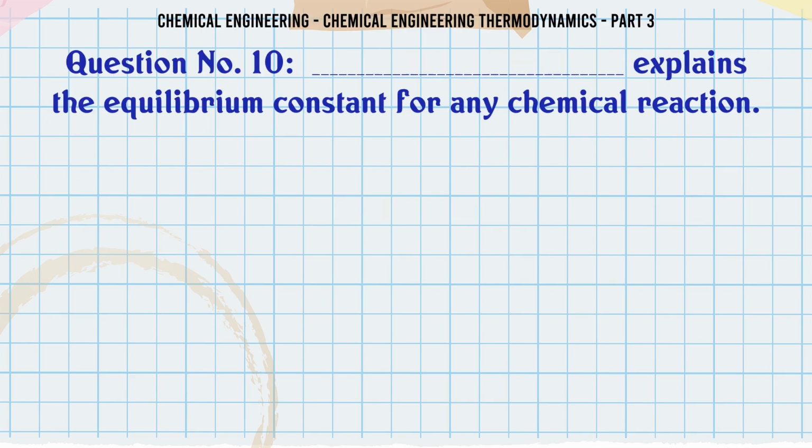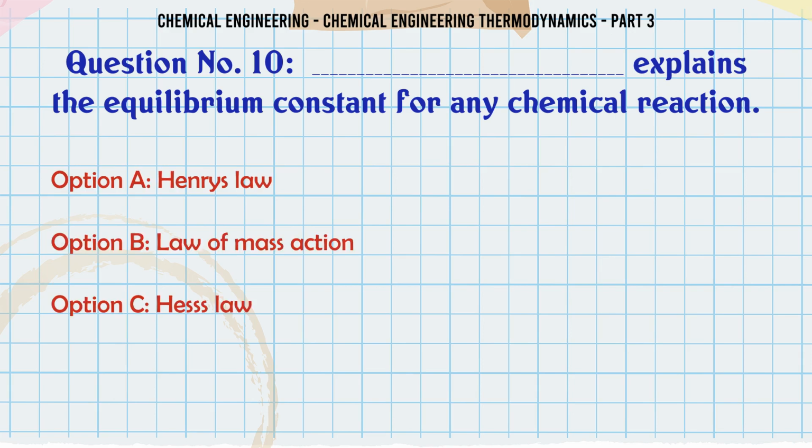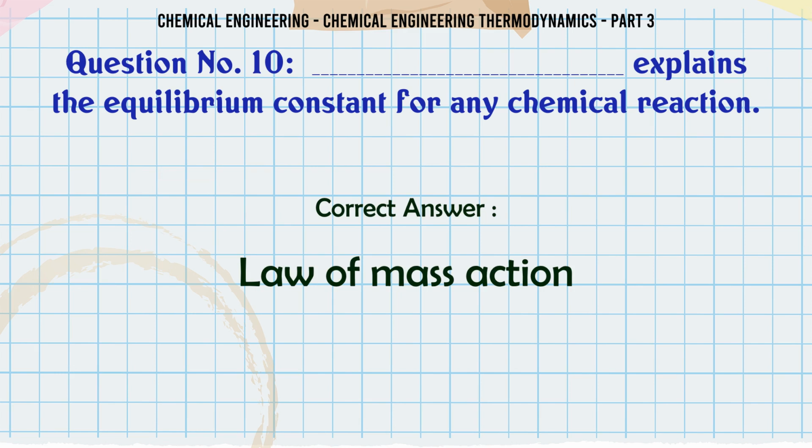Which explains the equilibrium constant for any chemical reaction? A. Henry's law. B. Law of mass action. C. Hess's law. D. None of these. The correct answer is law of mass action.